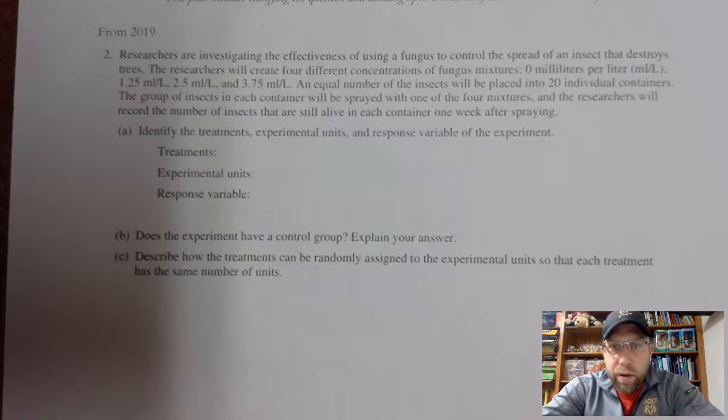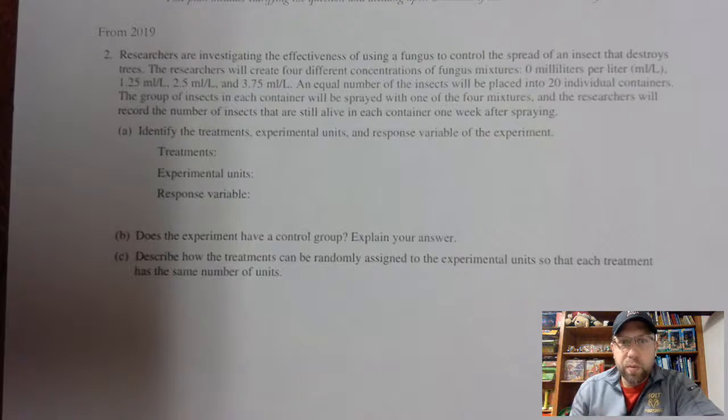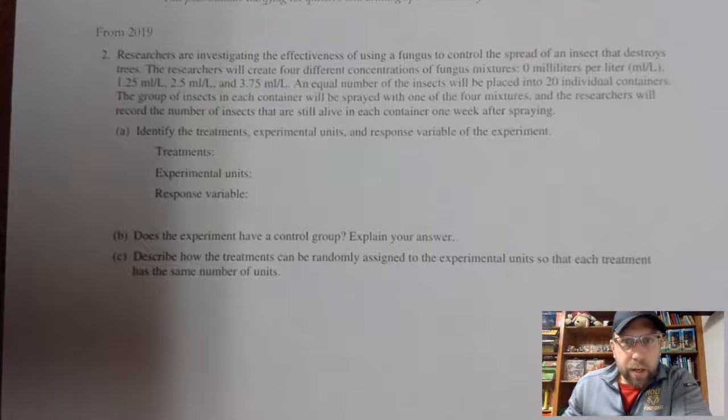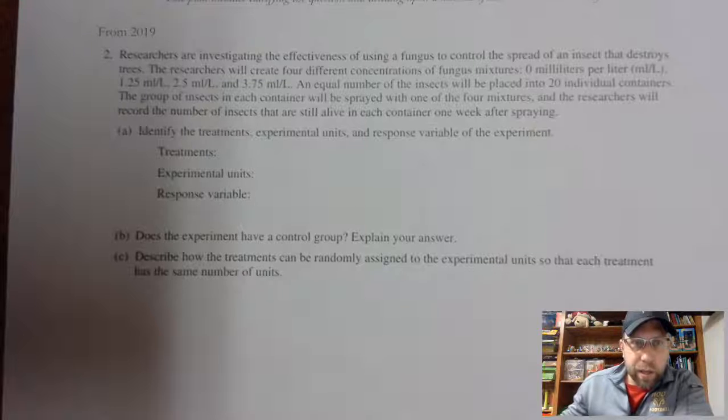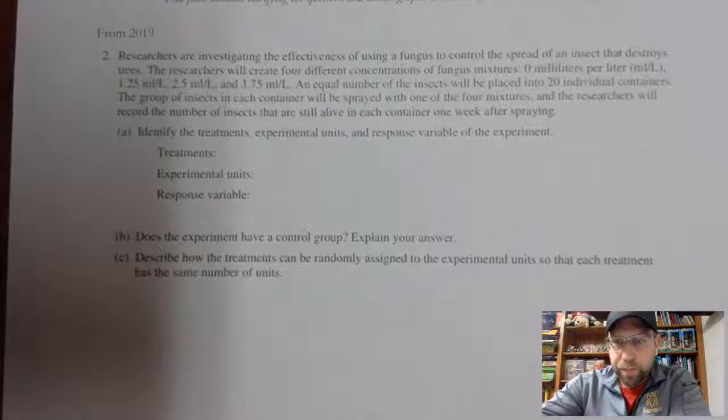Hello, Mr. Vessel here, and today we are going to be looking at the 2019 AP Stats exam, problem number 2, and the theme of this task today is experimental design. Specifically, we'll look at some terms within experimental design and how to describe a random process for setting up treatments. So, hopefully this video comes in handy for those looking at studying for AP Statistics, and let's dive in here.